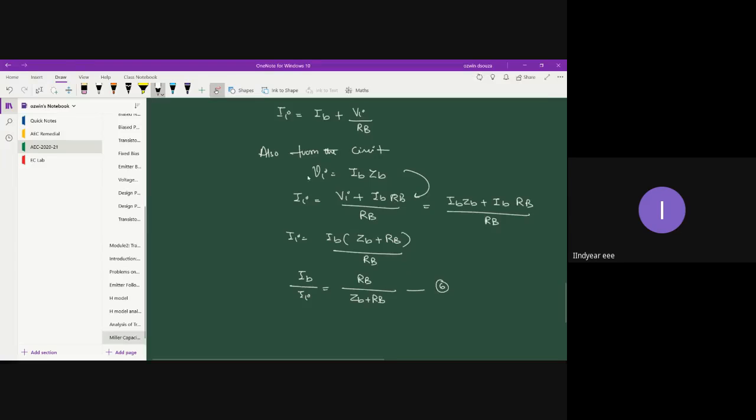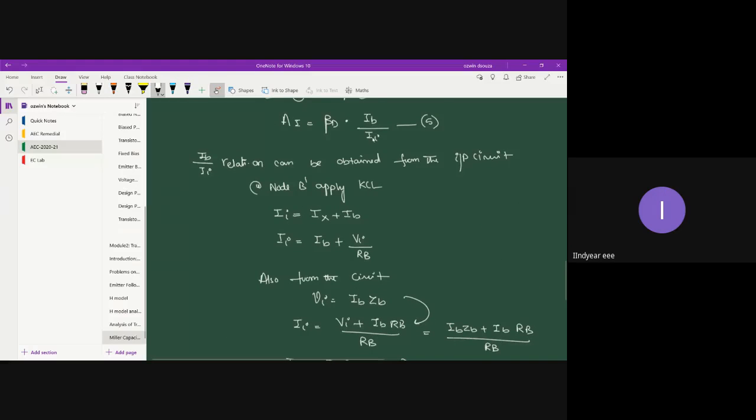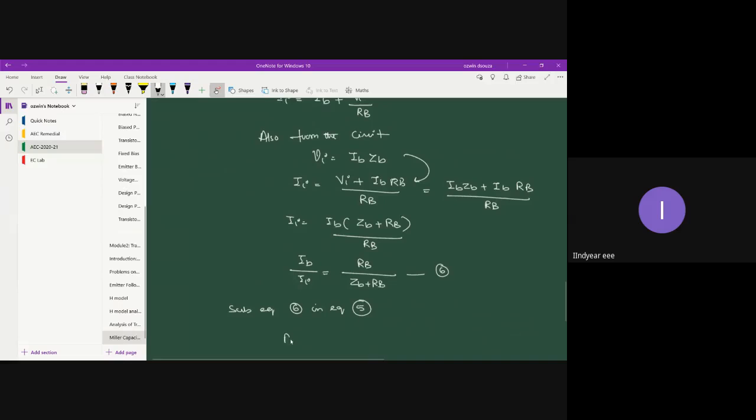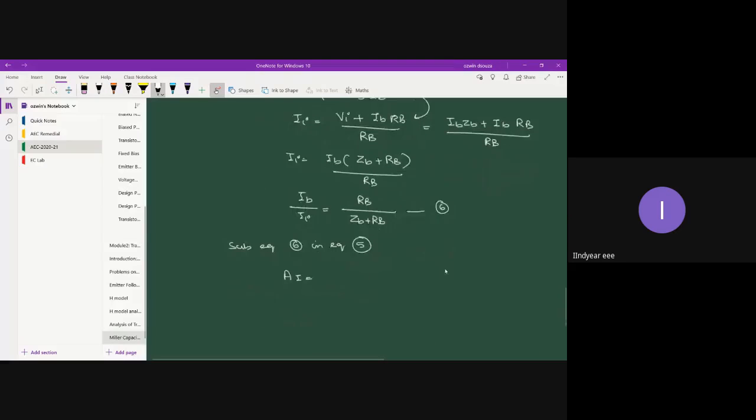So substitute equation 6 in equation 5. The IB by II ratio we know, so we can substitute equation 6 in equation 5. That will give us current gain AI as beta D into this resistance ratio, that is RB divided by ZB plus RB. So that's the current gain.